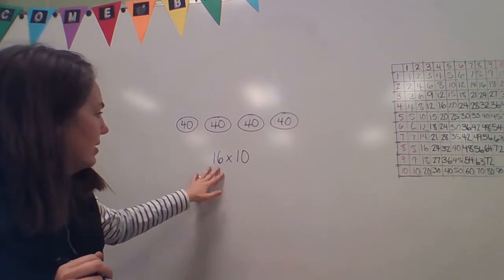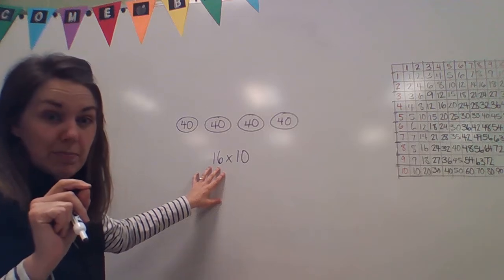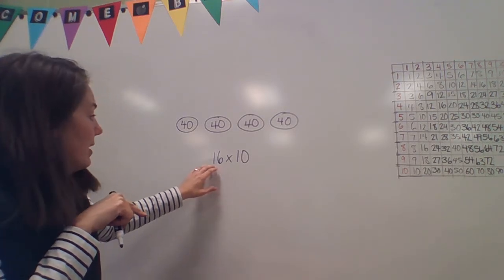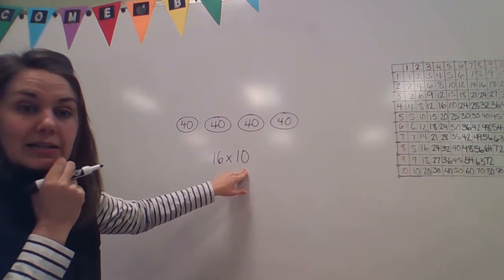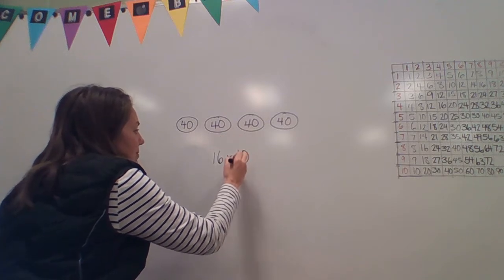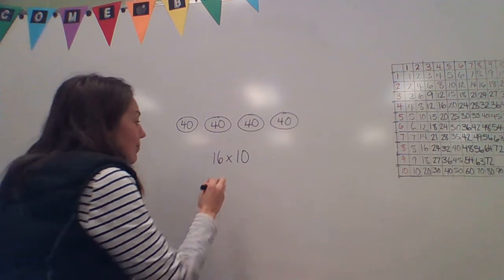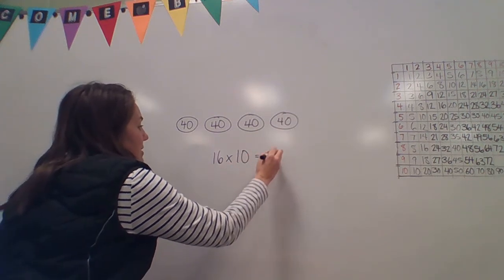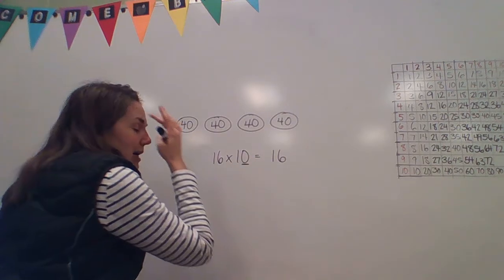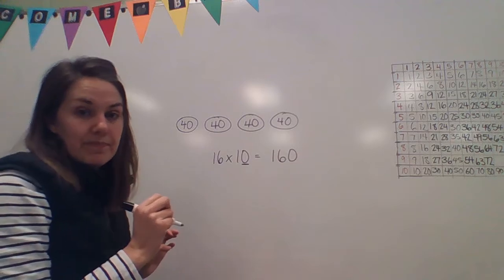But when I start getting into higher numbers, I'm going to use the same principle that I did previously. Instead of thinking about it as 16 and 10, I'm going to think about it as 16 times 1. Remember, any number times 1 is going to be itself. So that would give me 16. But then I'm dealing with tens, so I'm going to add that 0 to the end, making it 160.